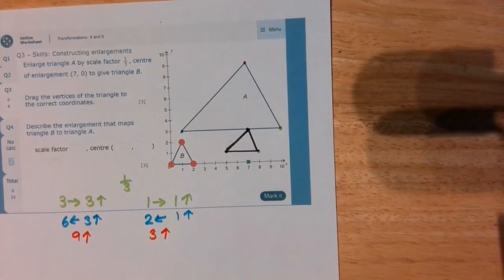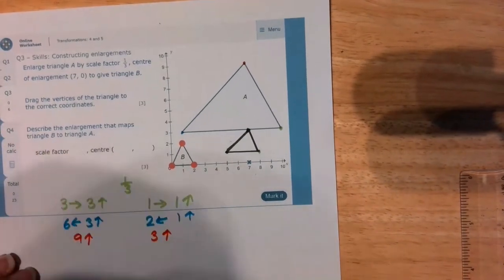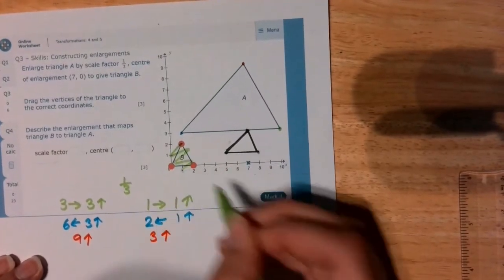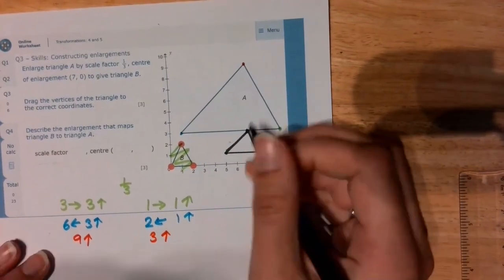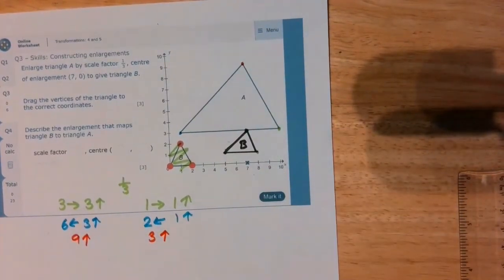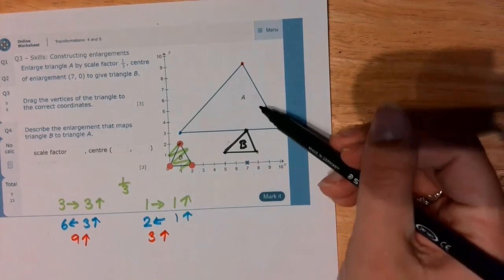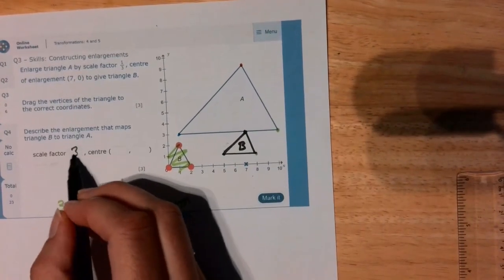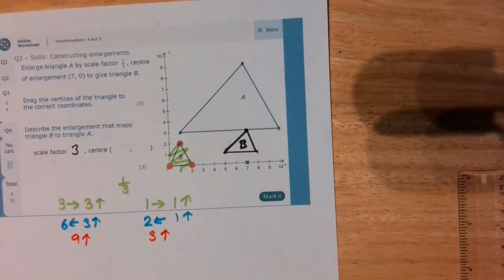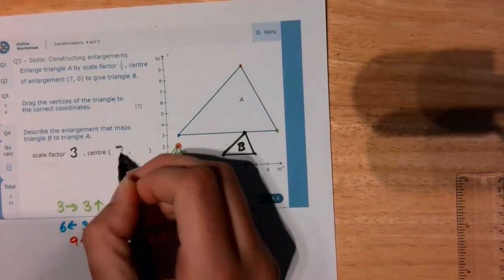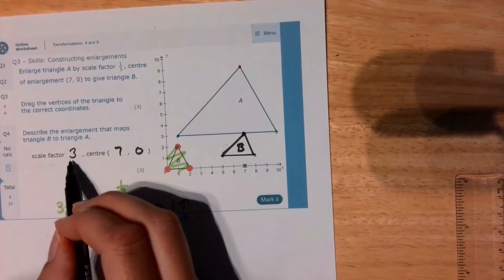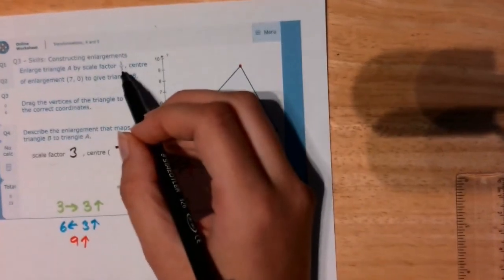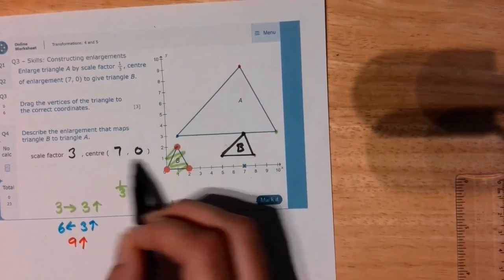It then asks you, be careful here, describe the enlargement that maps from triangle B to A. So remember this, ignore that, because that's pretend. That's our B. How do I get from B to A? Now, is it bigger or smaller? It's a lot bigger. So we've got an integer scale factor, and because it was 1/3 to go from A to B, it's going to be 3 to go from B to A. And the centre of enlargement, well, it's exactly the same as it was before. It's still (7, 0). So this is the reciprocal of the scale factor for our original enlargement, and the centre is exactly the same.